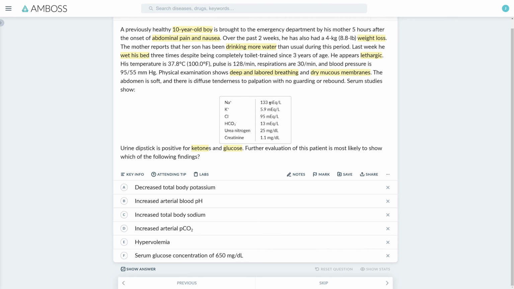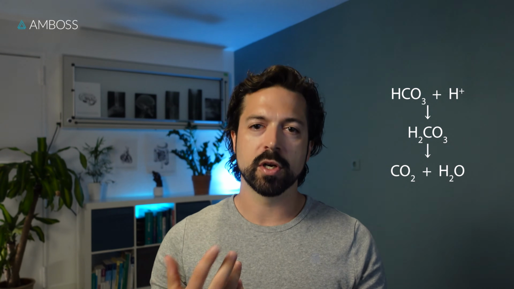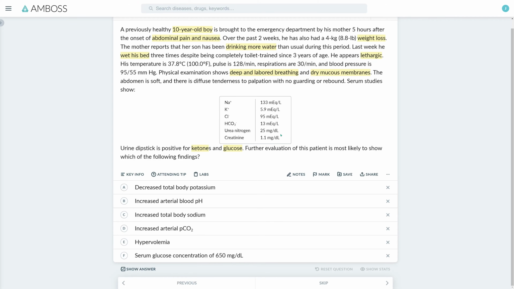Serum studies show sodium of 133, so hyponatremia, potassium of 5.9, so hyperkalemia, chloride of 95, bicarbonate of 13, so low, likely due to metabolic acidosis, as bicarbonate binds excess protons to turn into carbonic acid, then CO2, that is exhaled to compensate. Ultimately, this forms an anion gap. Urea nitrogen of 25 and creatinine of 1.1. So a BUN to creatinine ratio greater than 20:1, indicating pre-renal azotemia, which is consistent with decreased renal blood flow due to dehydration. All of these signs are consistent with DKA.